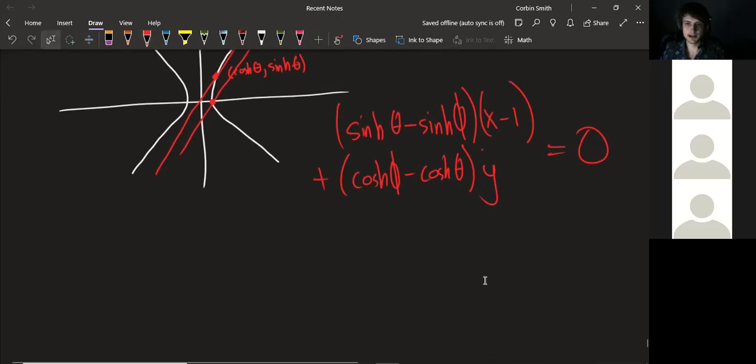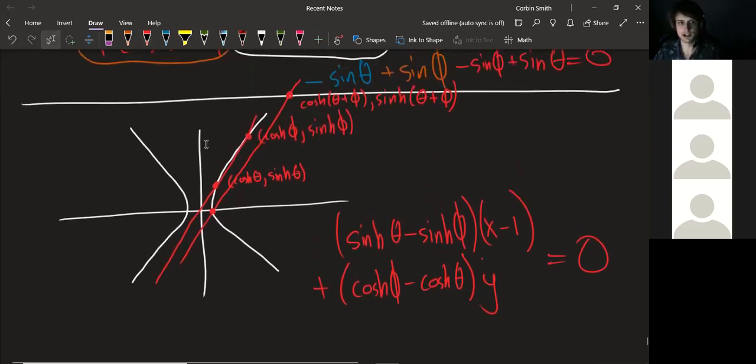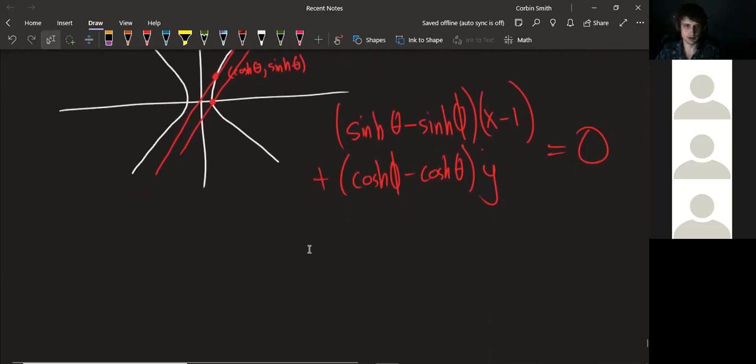And so let's substitute in our angle sum formulas here and see if we actually get an equality. And that will establish that the points on the unit hyperbola that can be parameterized by an angle form a subgroup of the point addition group.